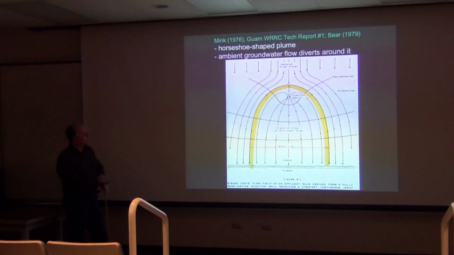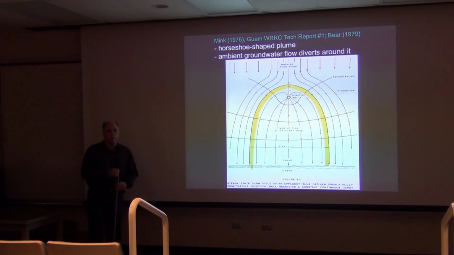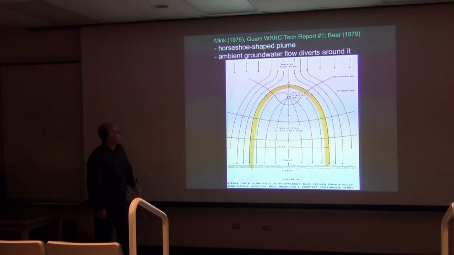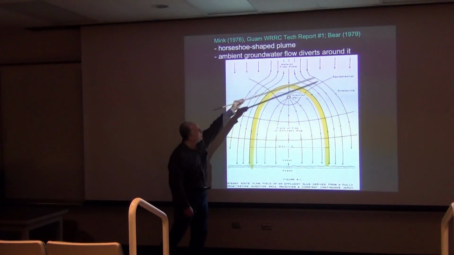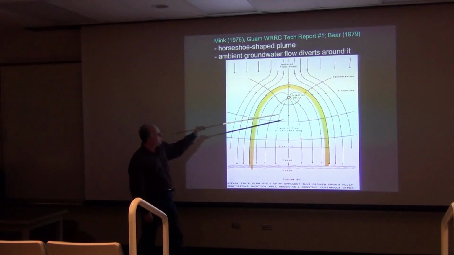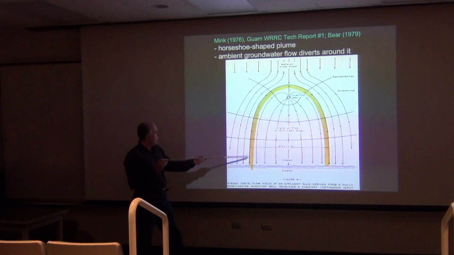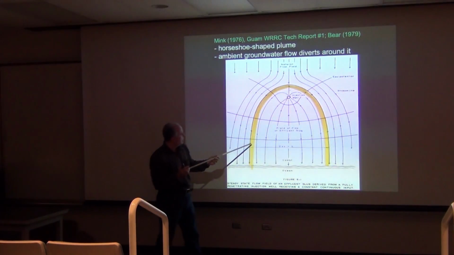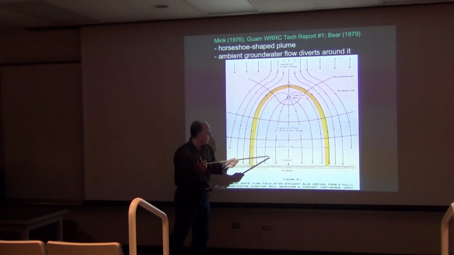In plan view, there were things like this in the textbooks back in the 60s and 70s. This is an example from John Mink, renowned hydrologist here in Hawaii. This was from the Guam Water Resources Research Center that had just started. It was the first report in their technical report series. And the idea here is that if you have a natural flow field of groundwater coming down, you inject, that this injected water will displace the ambient water out to the side, and the yellow here actually outlines the dividing line between the ambient regional water and the injected effluent inside of the plume.